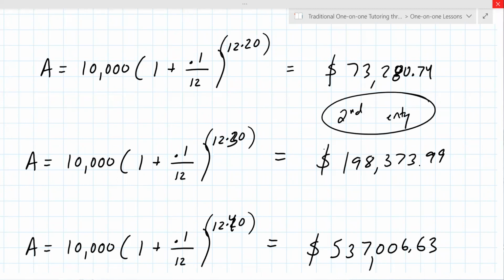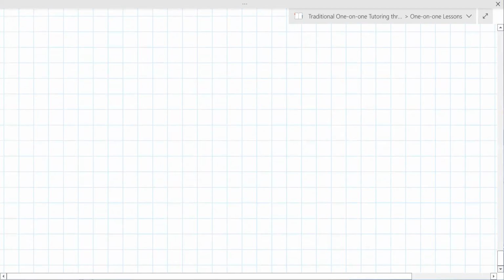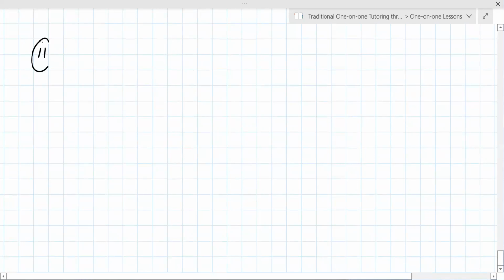But we can work on problems like 11 now to move on. 11A and B is asking you to compare between monthly and continuous interest. So let's talk about a problem like 11. Let me try to think of something else. $5,000 for scholarship.